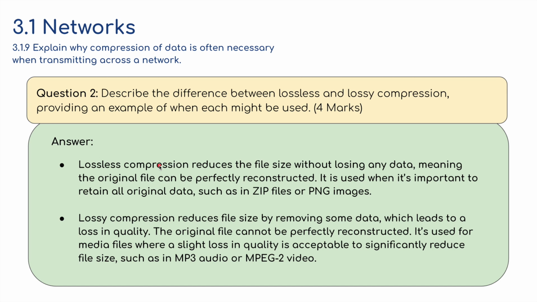Question 2. Lossless compression reduces the file size without losing any data, meaning the original file can be perfectly reconstructed. It is used when it's important to retain all original information. Zip files and PNG images are usually examples of lossless compression. Now, lossy compression reduces file size by removing some of the data. That leads to loss in the original quality. The original file cannot be perfectly reconstructed. It is used for media files, where a slight loss in quality is acceptable to significantly reduce the file size, such as MP3 audio or MPEG-2 video.